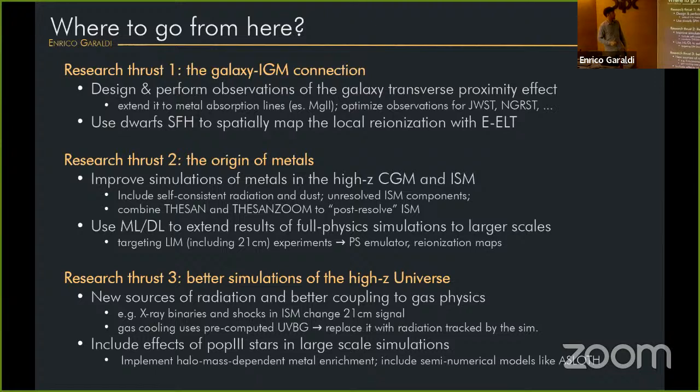Today I focused on this IGM galaxy connection. Of course, there is a lot to improve there. Not only about this transverse proximity effect I already spoke a lot about, but also, for example, the ELT, the Extremely Large Telescope being built by ESO, is very promising to, for example, spatially map the local ionization. We can finally study the origins of metals, for example, using line intensity mapping techniques and so on.